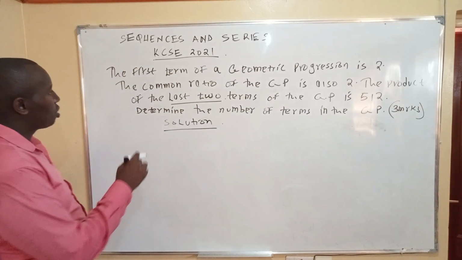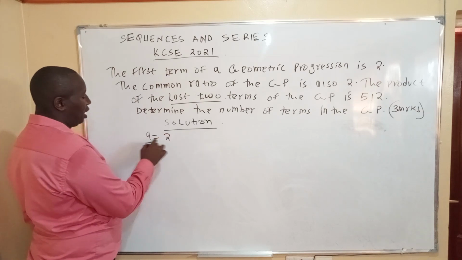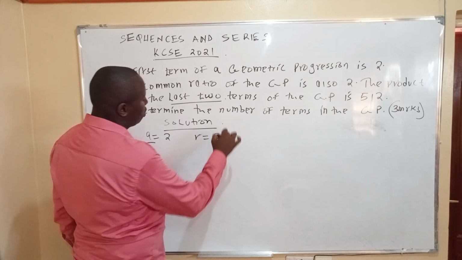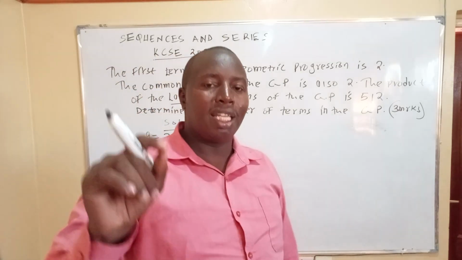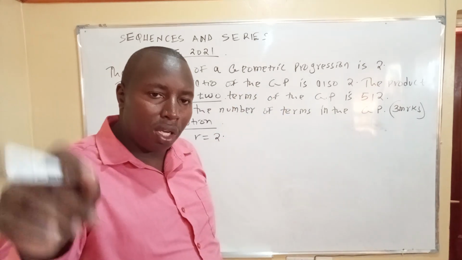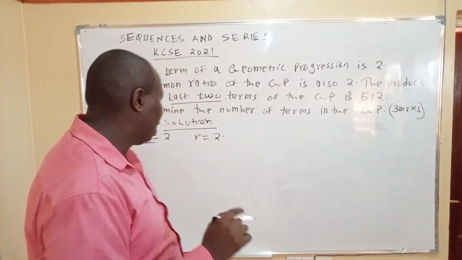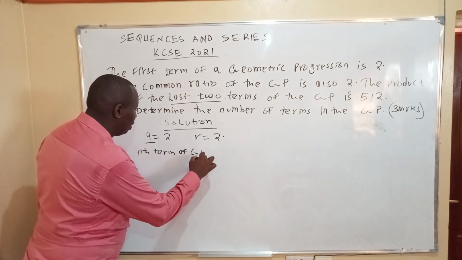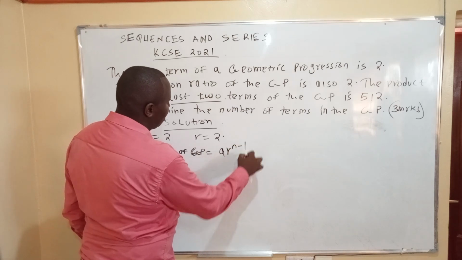The first term of a geometric progression is 2. The first term is always given by letter A, and the common ratio is given by letter R. So R is also 2. When the examiner talks of the product of the last two terms of the GP being 512, the examiner wants to see the formula for finding the nth term. The nth term of a GP is always given by A R to power n minus 1.